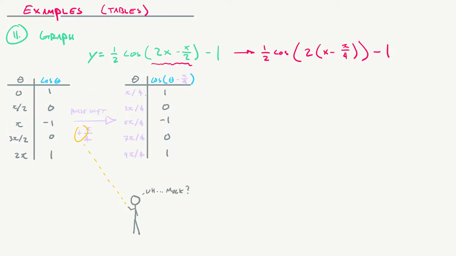Now you might be wondering, why did you add pi over 4 when it clearly says minus? Well, remember, things are always opposite. It's opposite land inside the parentheses here. We're actually moving the graph to the right. We're delaying y values from happening by pi over 4, and that's why I had to add in this case. So next, we're going to take care of wavelength.